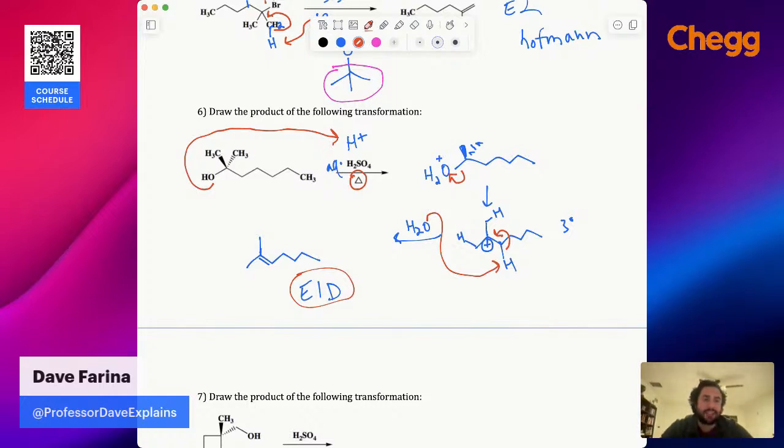Jalen GY asks, what does the E mean? The E means elimination. An elimination reaction is where you have a leaving group and a proton. The leaving group and the proton are eliminated, and a pi bond is in their place between the two carbons that had those there. So E is for elimination.